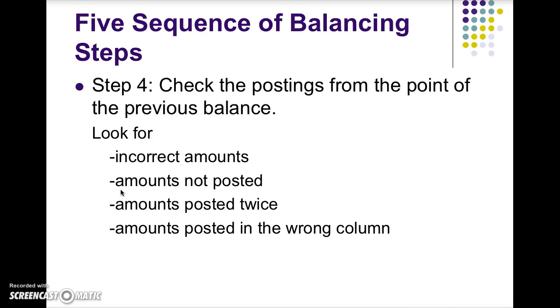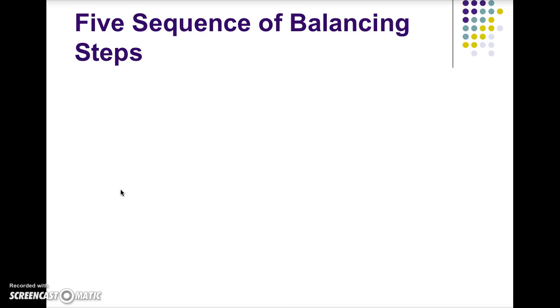For step 4, you're going to check your postings from the point of your balance. So you're going to go back and look for incorrect amounts, amounts that you maybe didn't post accidentally, amounts that were posted twice, or amounts that were posted possibly in the wrong column. So when you're going from your journal to your ledger, check and make sure that these were all posted correctly.